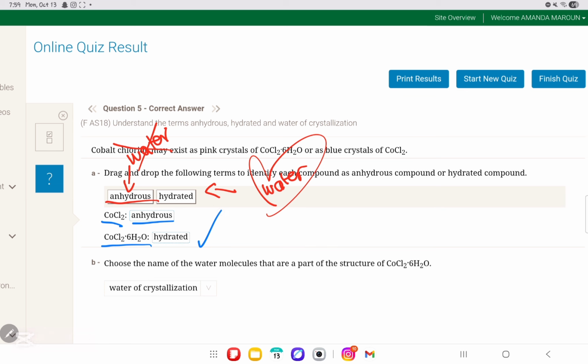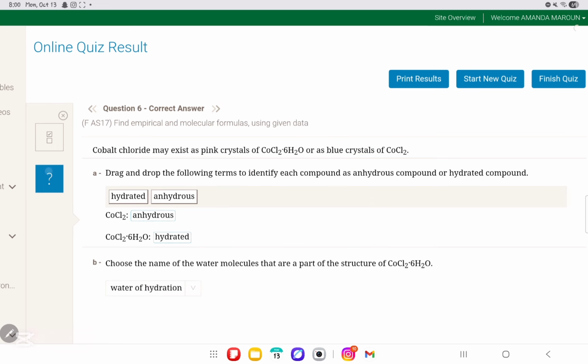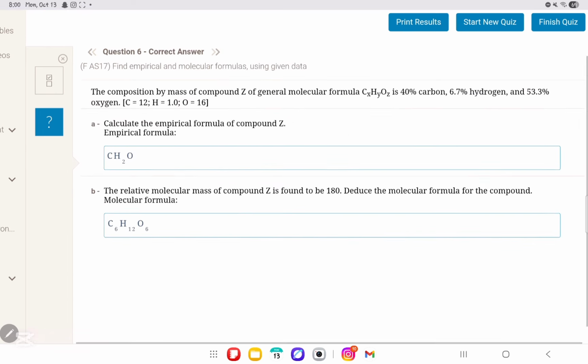Now choose the name of the water molecules that are a part of this structure. So why do we say that it's water of crystallization? Well, very simply, they mentioned that they were crystals, and because they are crystals, we added the water to the crystal, and especially for the pink one, it's part of the formula of the crystal, so we say that it's the water of crystallization. We move on to question number 6. What does it say in question number 6?